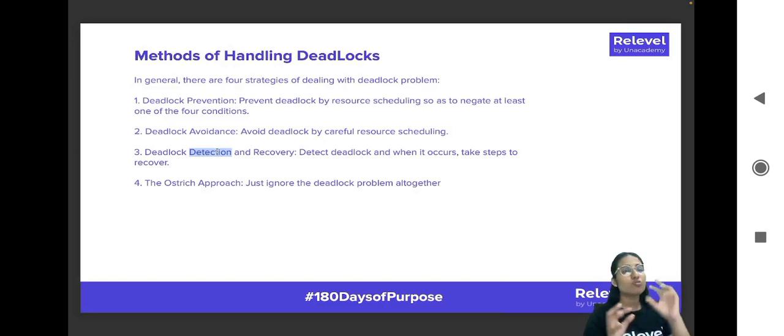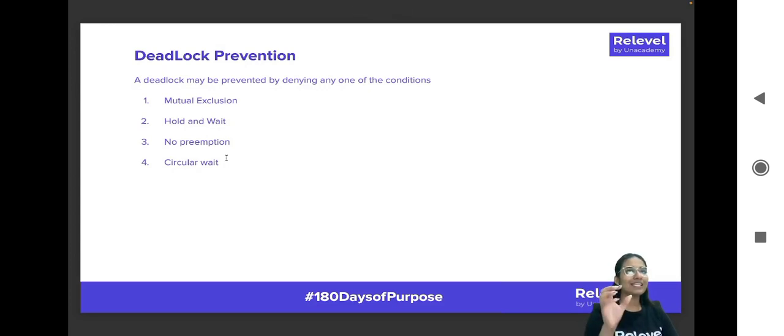All right, so this is a very high-level overview of all the strategies that exist for handling deadlocks. Now we are going to go into detail and talk about all of them in a slightly more enhanced format. A deadlock can actually be prevented if we already know all the 4 conditions, and we are now going to talk about deadlock prevention.